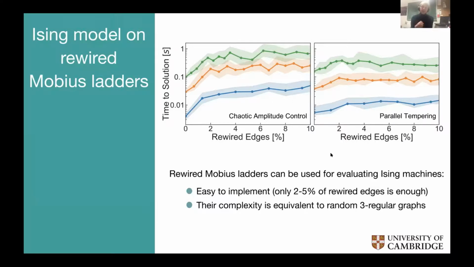The main difference here, which is actually very good for us, is that the number of rewired edges now has to be much smaller, and it doesn't have to be around 40 to 60%. Now only a few percent of rewired edges is enough to say that these Mobius ladders, with only 5% rewired edges, have a complexity equivalent to that of the random unweighted 3-regular problem. And so this makes rewired Mobius ladders favorable for consideration once you have a physical system and you want to evaluate its optimization abilities in solving hard problems.